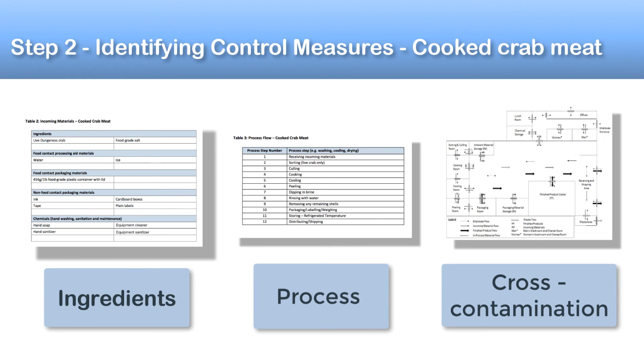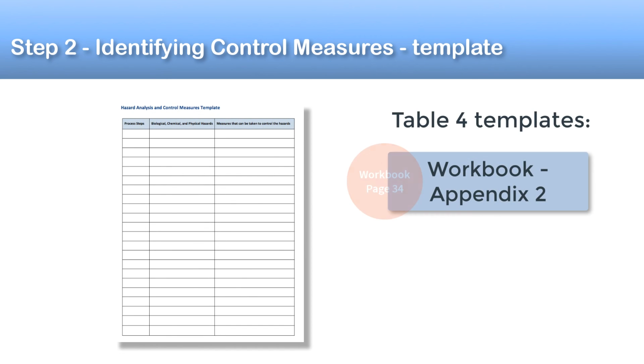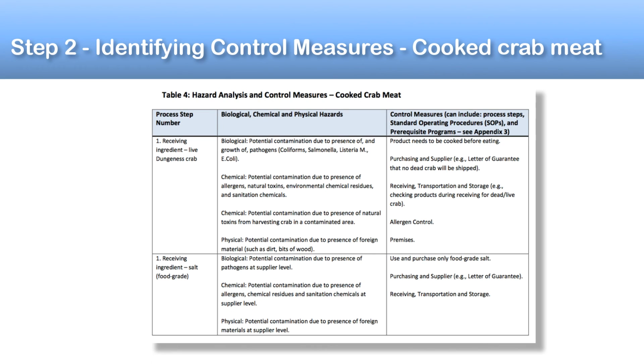Now we can start to fill in the hazards analysis and control measures table using the hazards identified in the ingredients, process, and from any cross-contamination risks. A blank template of the hazard analysis and control measures table can be found in Appendix 2 of your workbook, or it can be downloaded from the Ministry of Agriculture website. Table 4 shows a completed hazard analysis and control measures table for the same seafood processor mentioned previously. This is the example found on page 12 of the Food Safety Plan workbook.